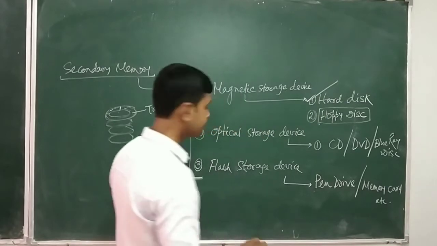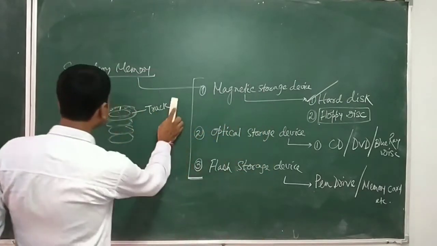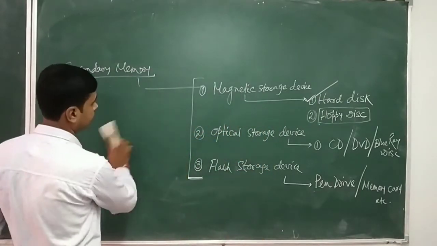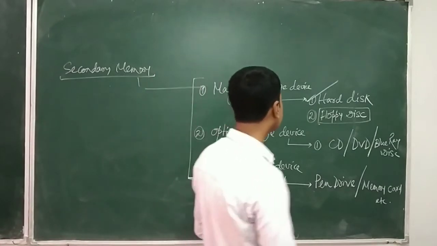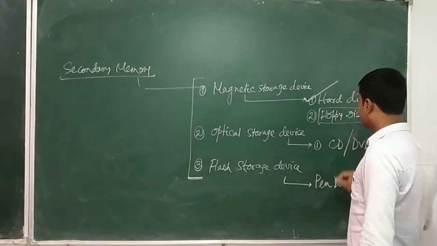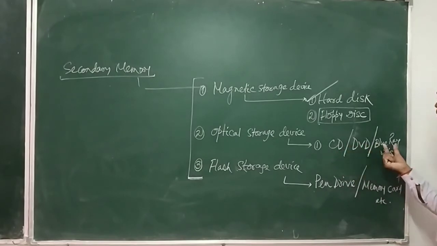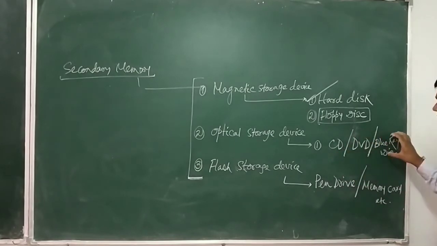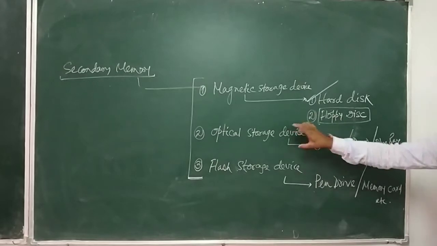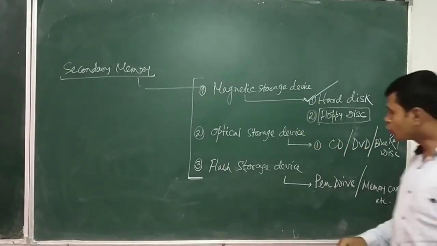So next, optical storage device number 2. In optical storage device the examples are CD, DVD, Blu-ray discs. These are the examples of this device.